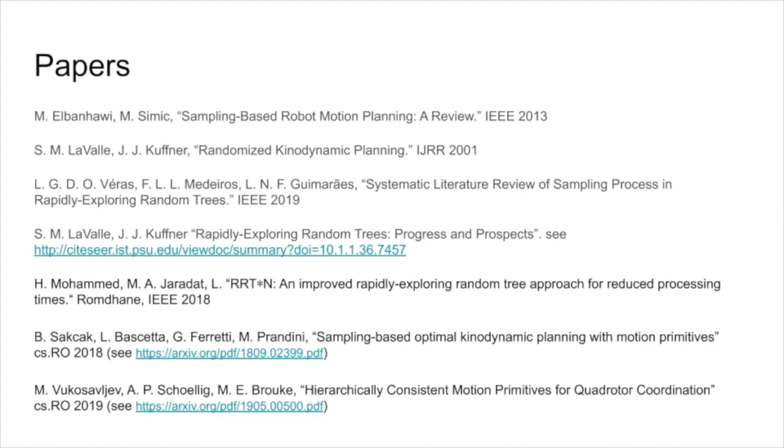These are some of the papers we collected as part of our literature review effort. The last two on this slide are particularly relevant to our planned approach to the problem, while the rest are more general background on RRTs and sampling-based planning. Specifically, we will likely follow the approach of the sampling-based optimal kinodynamic planning with motion primitives paper, because we are essentially solving a similar problem with a different technique for generating good motion primitives. The hierarchically consistent motion primitives for quadrotor coordination paper contains some work on generating hierarchical motion primitives we will likely base our work on as well.